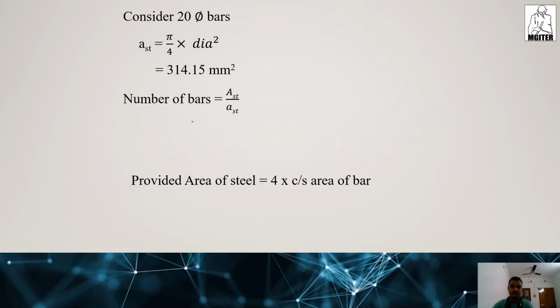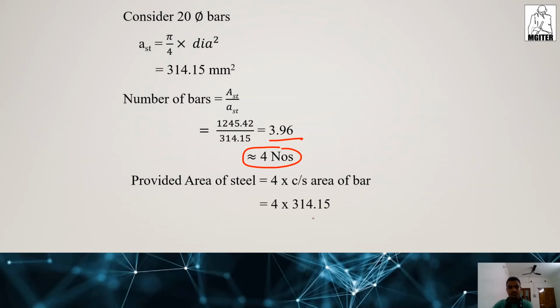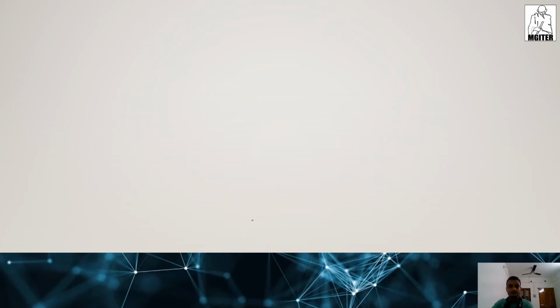So by dividing capital AST by small ast, we got a value of 3.96, approximately 4 numbers of bar. So the provided area of steel is 4 into the cross section area of the bar, 4 into 314.50. The provided area is 1256.6 mm square. Required is 1245.42, but we provide 1256.6 mm square. So the beam is safe.